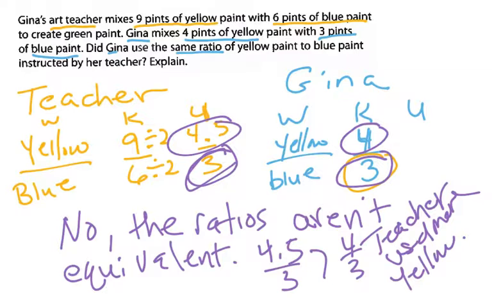So that's what we did with that problem. We noticed the 6 and the 3 here, and those are friendly numbers, right? You can divide 6 by 2 to get 3. So then we created an equivalent ratio here by dividing by 2. We ended up with 4.5 over 3, which is not equal to 4 over 3. So that's how we can figure out that these two ratios are not equivalent. I hope that makes sense.